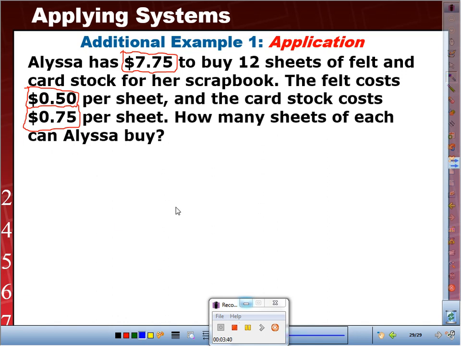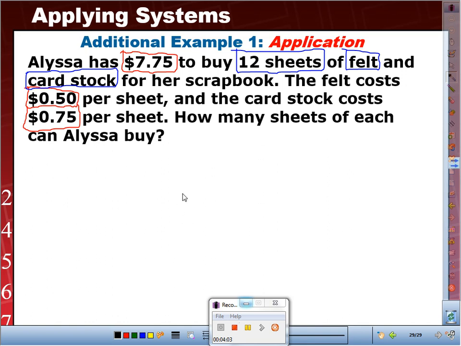Good. Next, the item that calls my attention is how many items Alyssa's going to buy. How many items? 12 sheets. What kind of sheets? Sheets of felt and cardstock. So that is important information. Okay? Now that we have that, now let's draw our table.